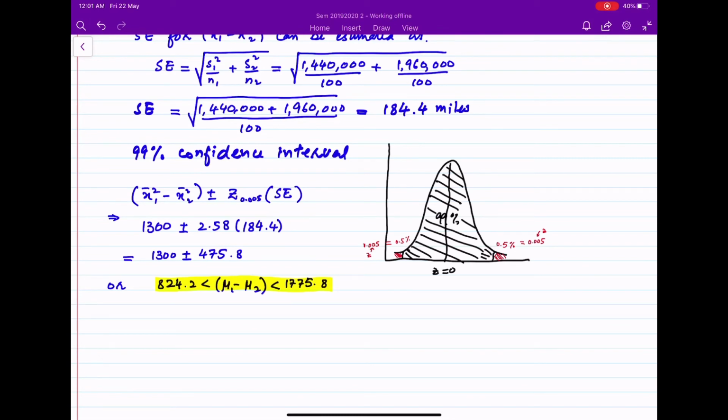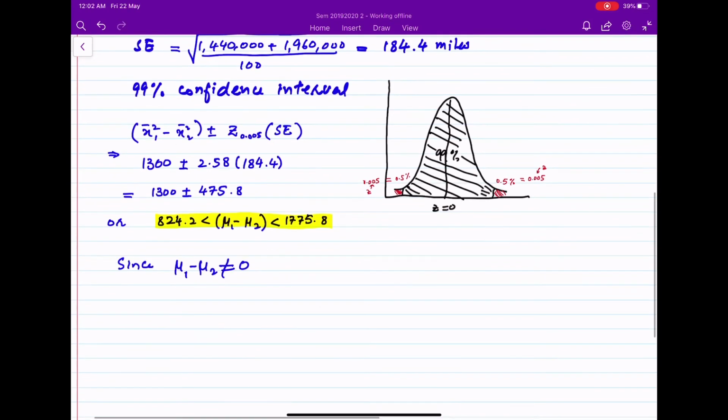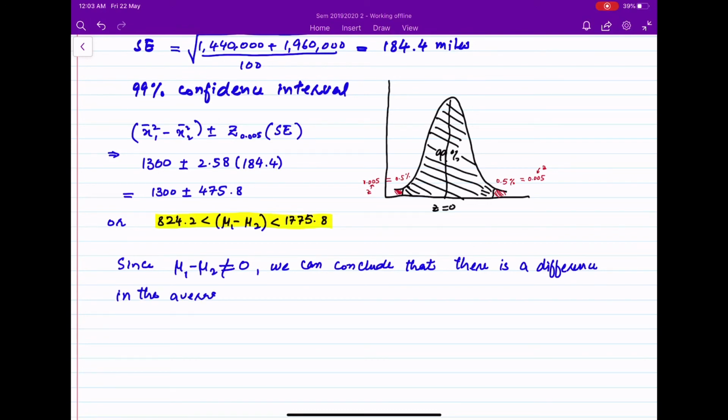Now we have calculated this confidence interval. Now we have to tell if there is a difference in the mean miles covered by the two types of tires before wearing out. Since the difference in the population means mu1 and mu2 is not equal to 0, it means that the average distances traveled by the two types of tires are not the same. This difference indicates that the quality of the two tires is different.